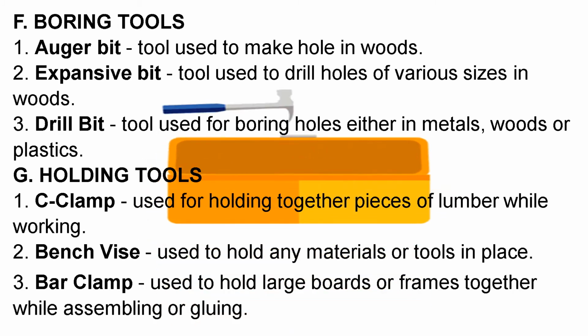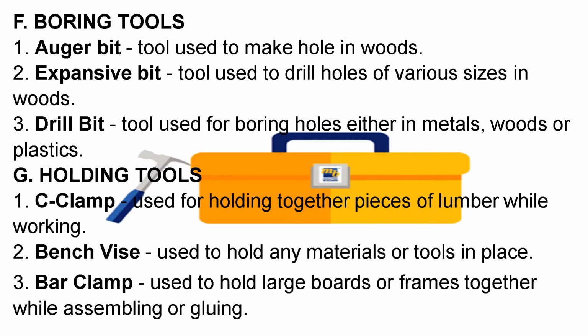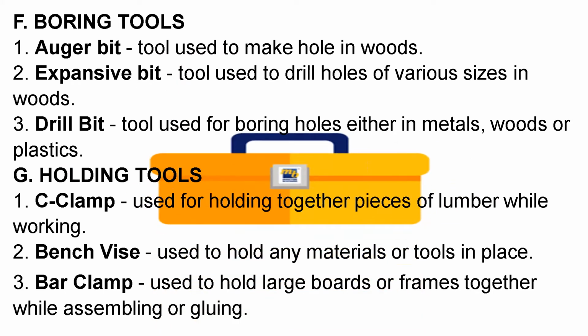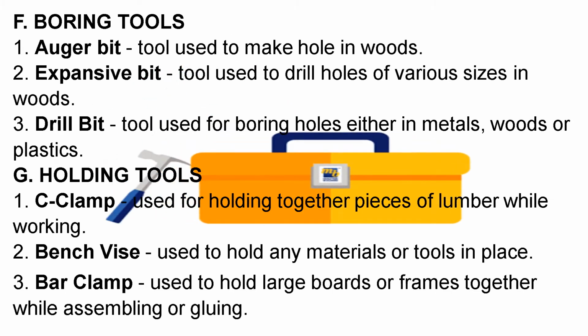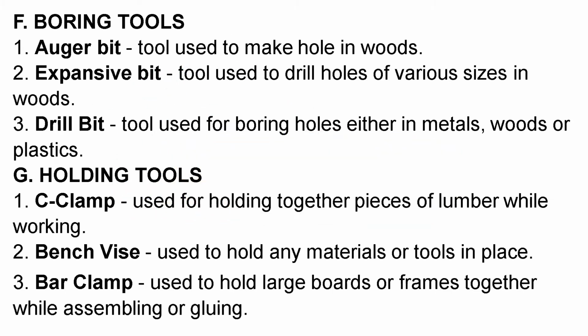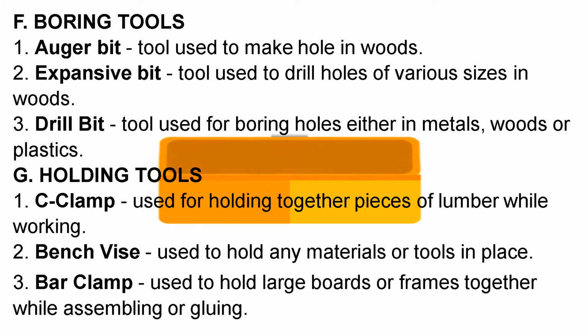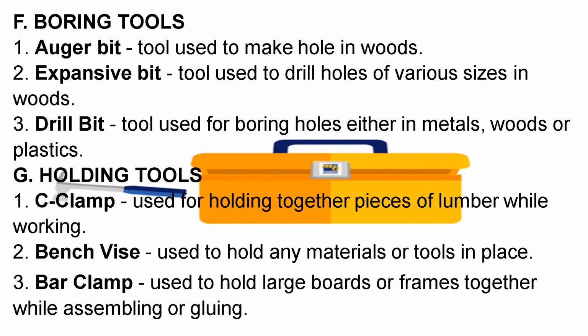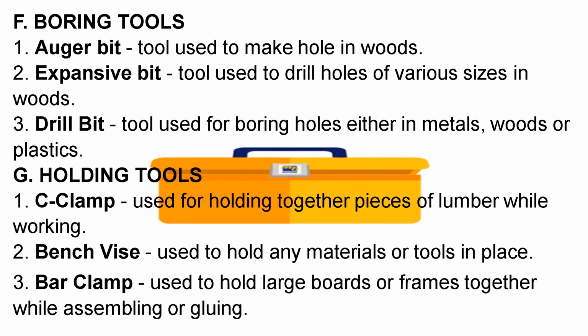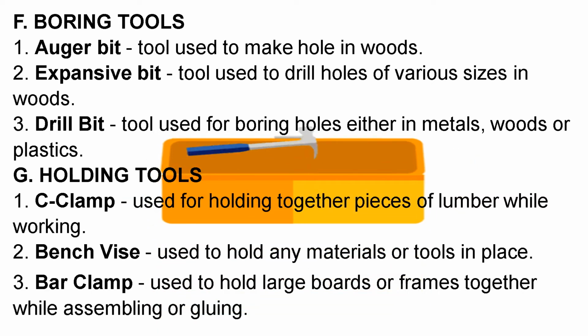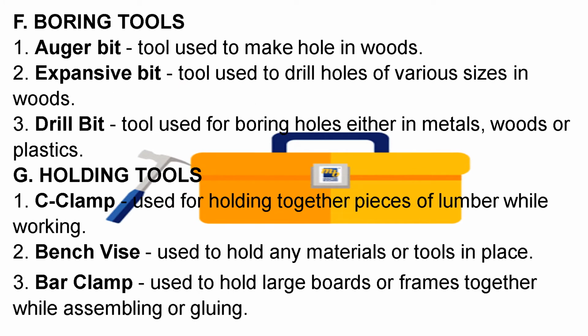Then next you have the drill bit. This tool is used for boring holes either in metals, woods, or plastics. Then, next, letter G. Holding tools. The first tool in holding, we have the C-clamp. C-clamp is used for holding together pieces of lumber while working.